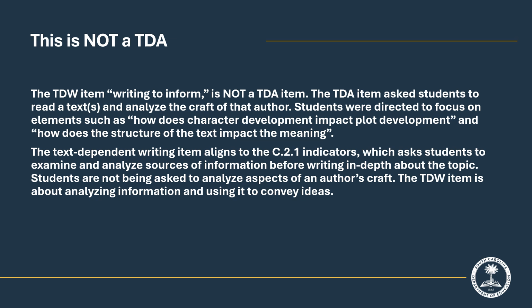The text-dependent writing item aligns to the Communication 2.1 indicators, which asks students to examine and analyze sources of information before writing in depth about the topic. Students are not being asked to analyze aspects of an author's craft. The TDW item is about analyzing information and using it to convey ideas.